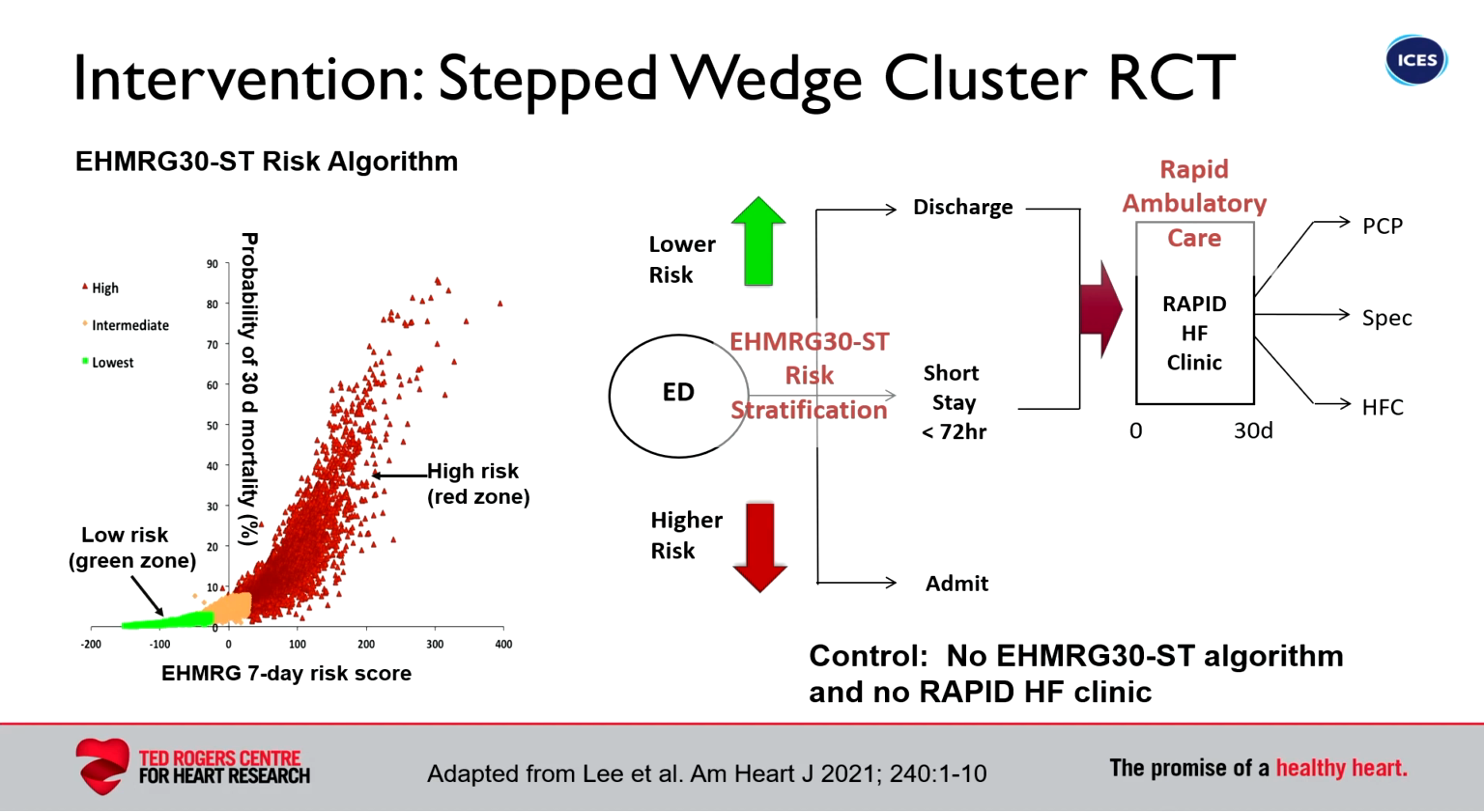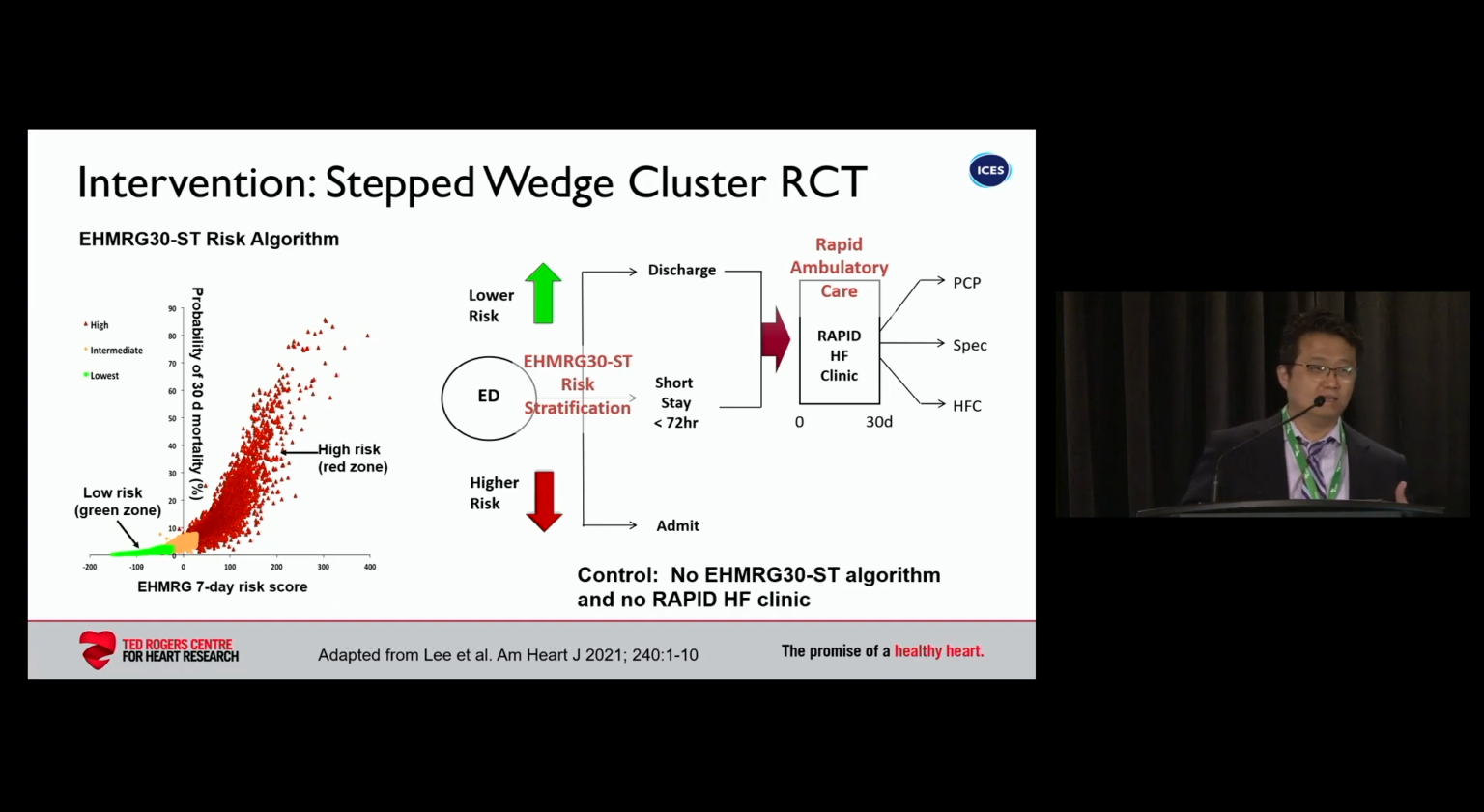So this was a stepped wedge randomized trial, and the control arm was no risk stratification and no rapid heart failure clinic. And I've got to give a plug for OSU here: we were able to do this because we were brought together with Ottawa Method Center, ICES, Women's Exchange, who helped us to design the study.